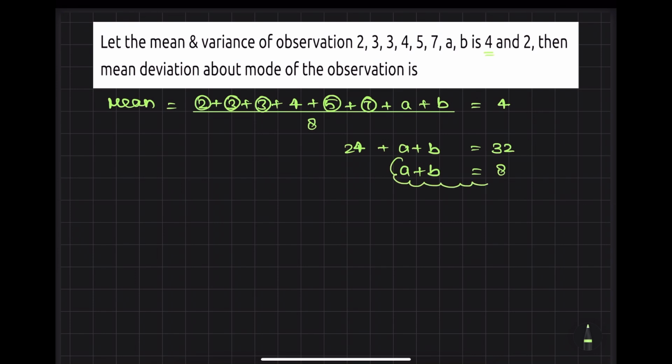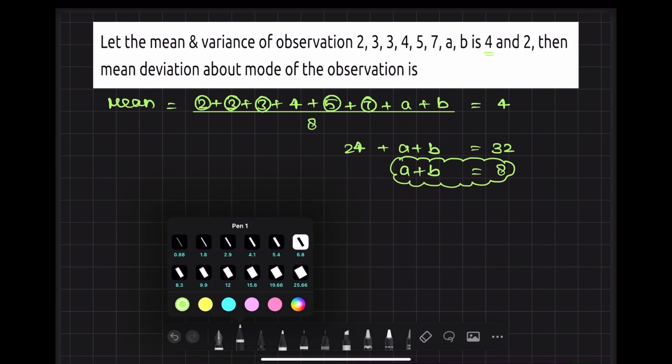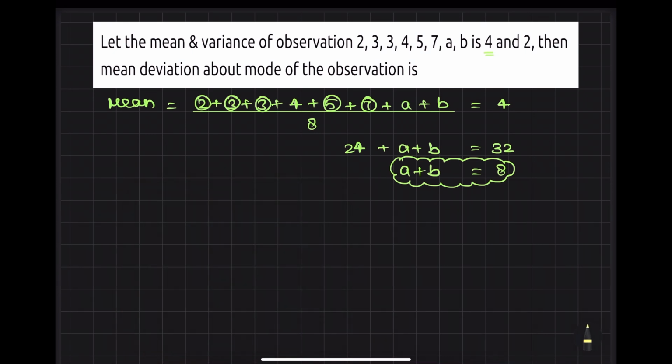So we got the sum of values of A plus B. Now let's jump on to the next idea. Variance is 2. So how did we used to find variance?